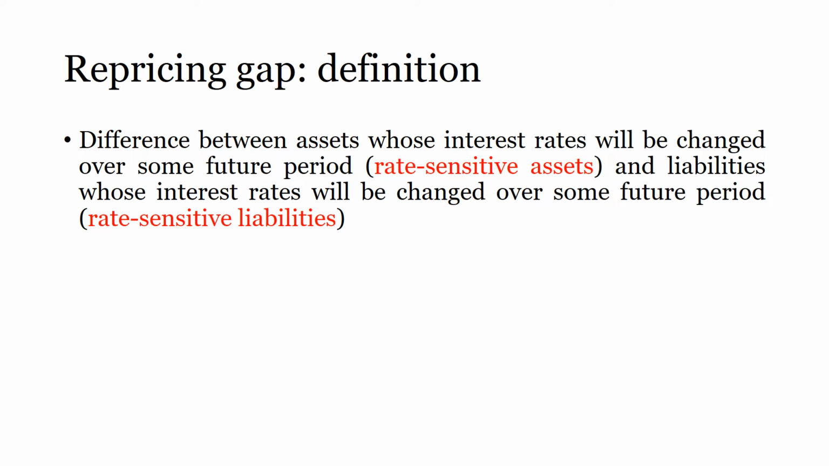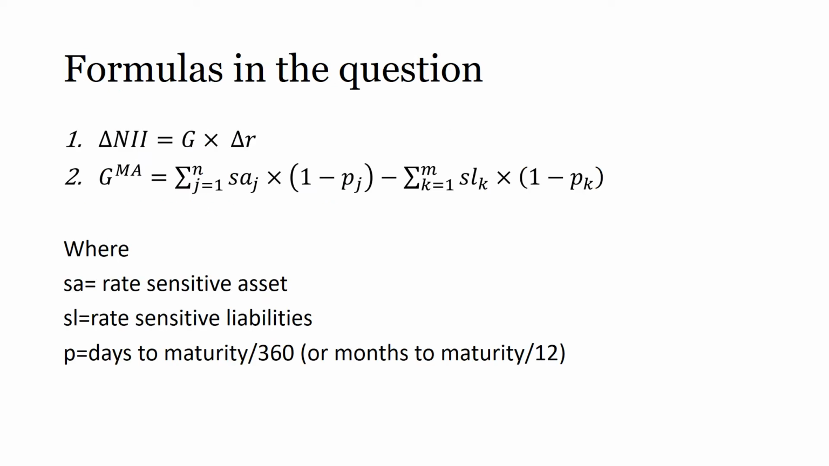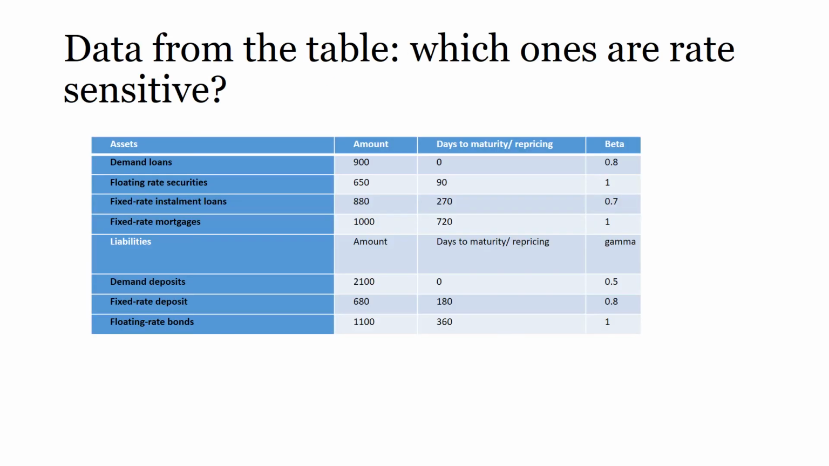Moving on. The first definition was actually not complete. The assets whose interest rate will be changed over some future period are also called rate sensitive assets, and liabilities whose interest rates will be changed over some future period are called rate sensitive liabilities. Now we have seen these 2 expressions somewhere in the question, here: rate sensitive asset and rate sensitive liabilities. So at some point you will have to identify them.